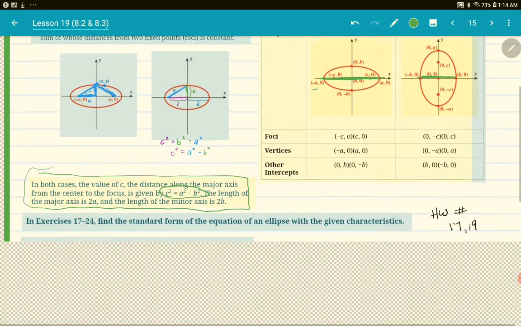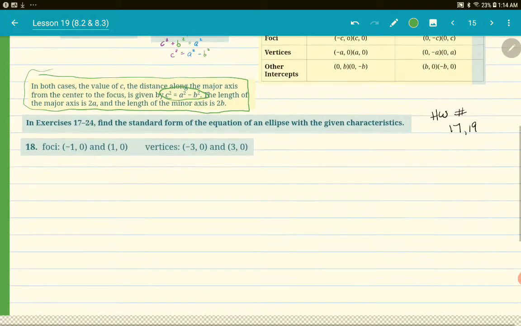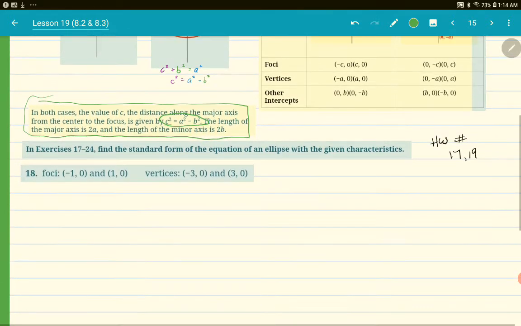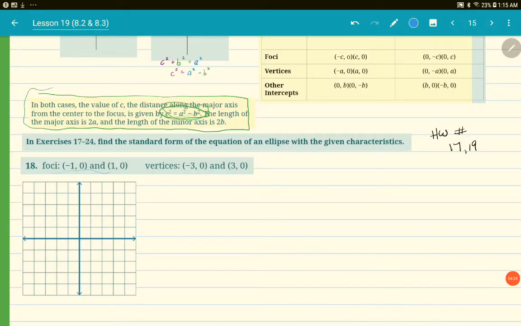All right, let's see if we can apply this to 17 and 19. On your homework, you have 17 and 19, so we're going to do 18 as an example. I'm going to keep that equation that we just made for C visible. Let me read this question here. If I'm given the foci and the vertices, I like to get a visual, so I'm going to graph what I know. I know the vertices are at x equal to 3 and negative 3.